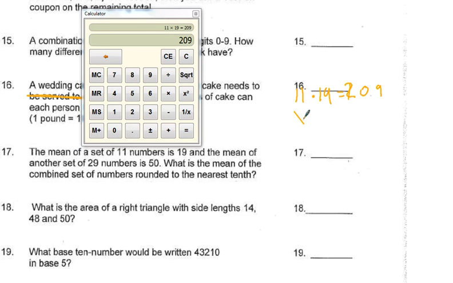So if we have 29 numbers and the mean is 50, well, let's multiply 5 times 9. 5 times 9 is 45. Carry the 4. 10 plus 4. That does not seem right. Let's try again. Oh, there is a 0 there. Right, okay. Then I can double check this.